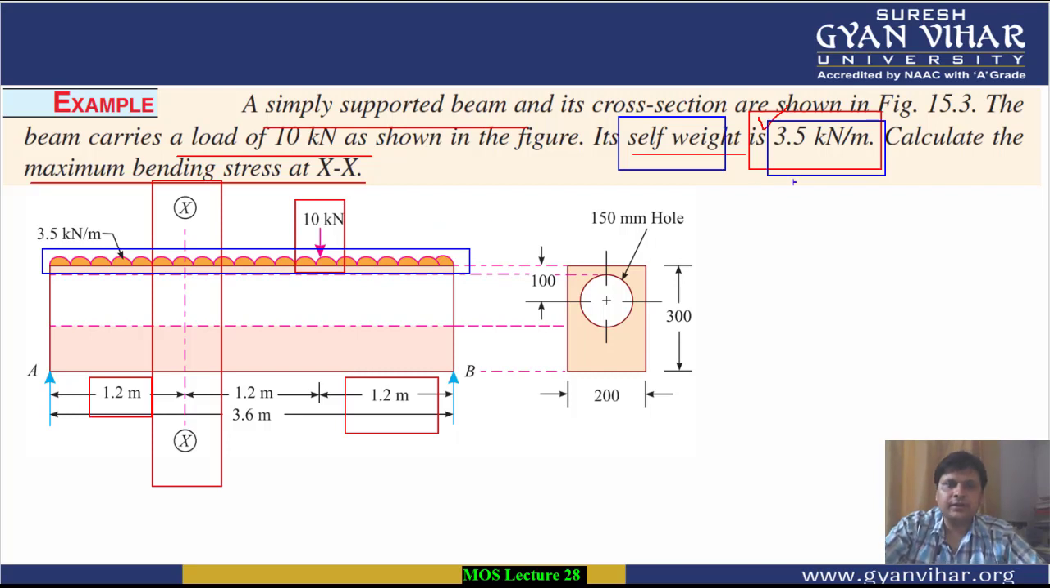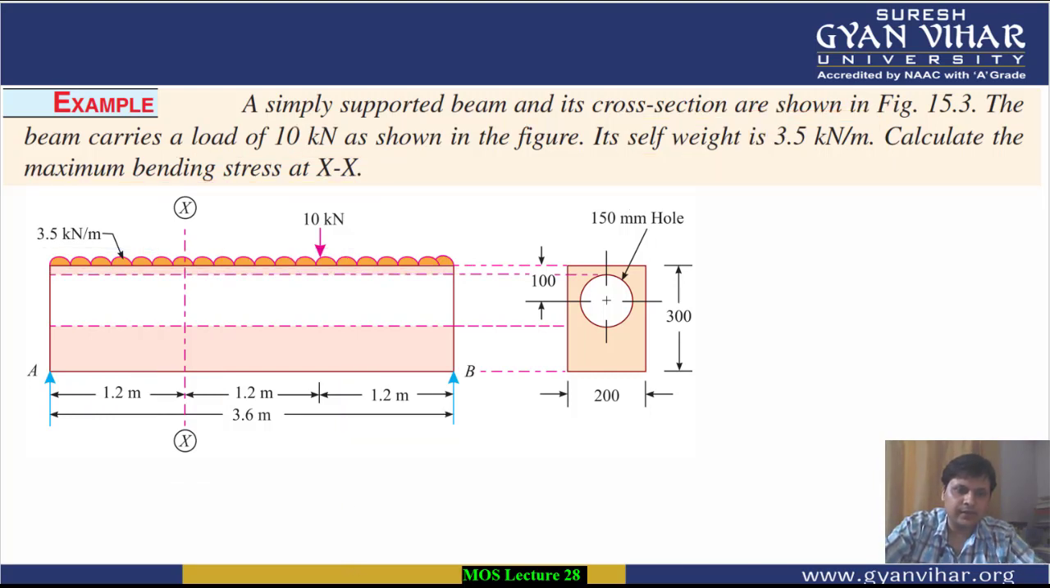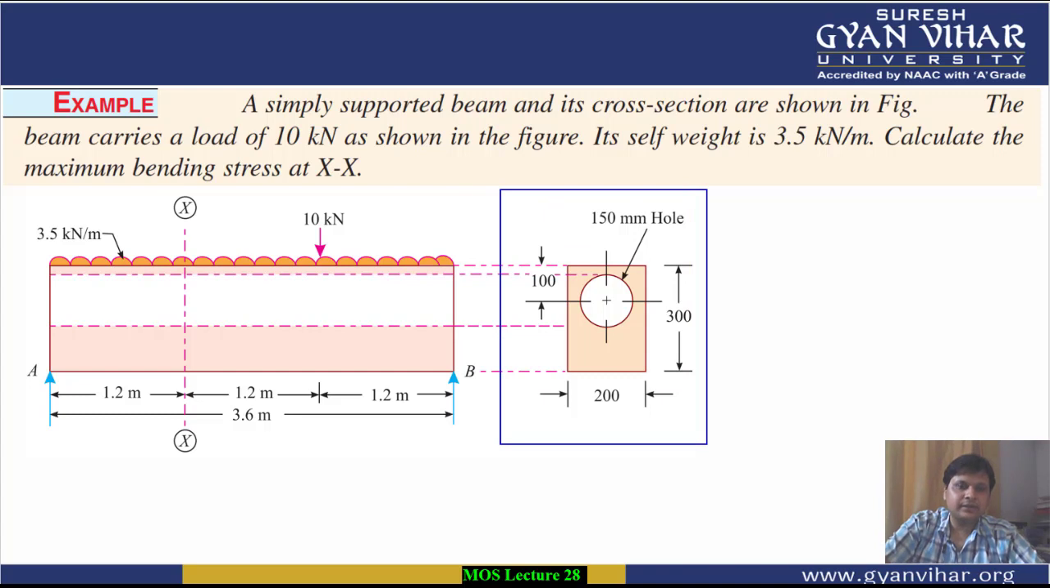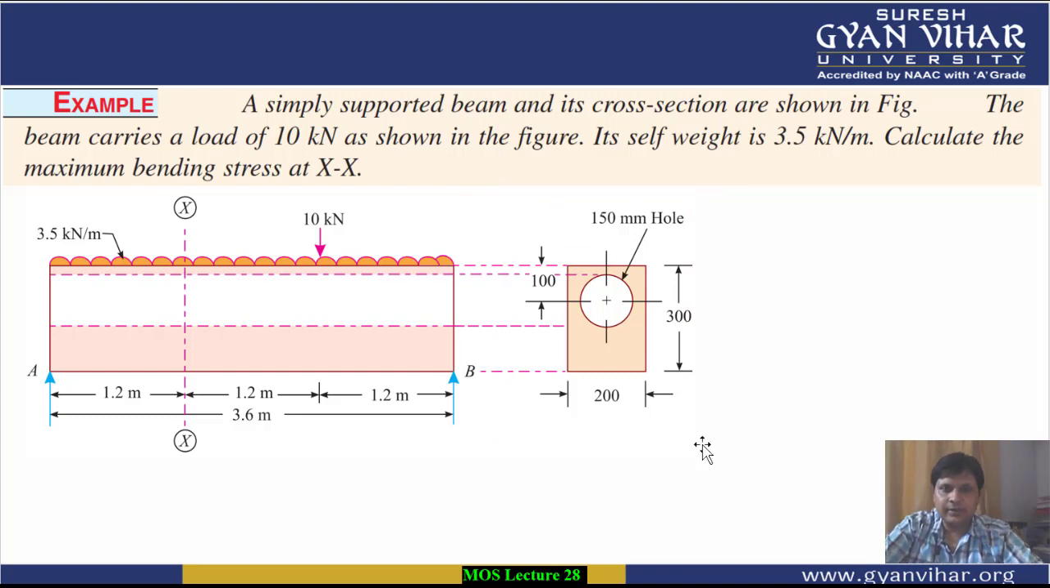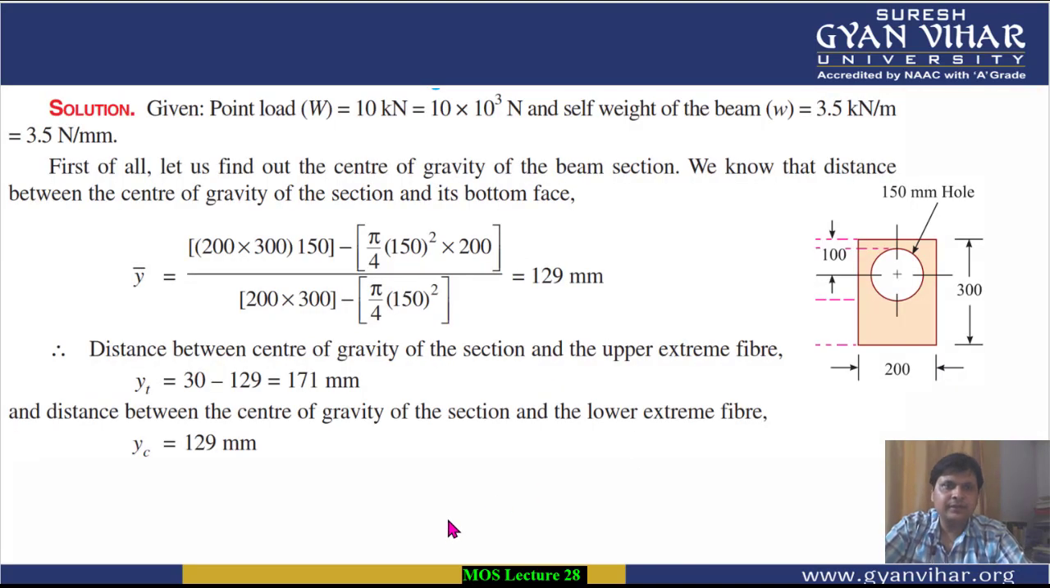Now what do you have to calculate? You have to calculate the maximum bending stress at section XX. So how are you going to calculate it? Here the loading is a point load and also a UDL, so you will have to calculate the maximum bending moment value. And you can also see the cross section is a cut section. So here we will have to make extra effort.